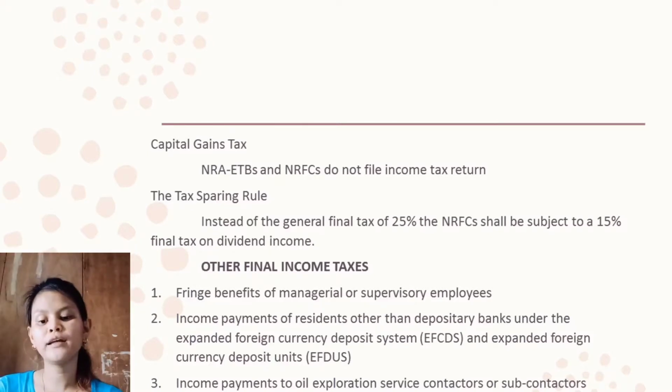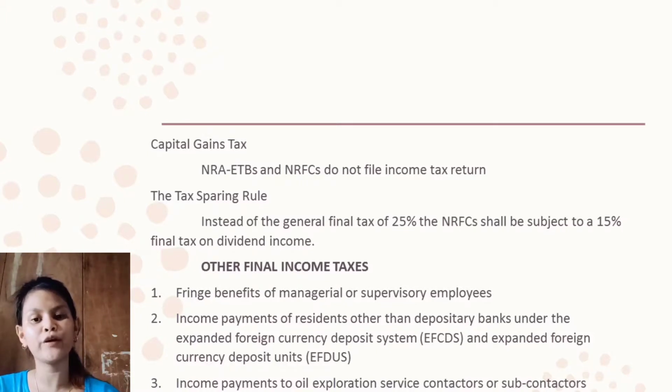Okay, so the following are the other final income taxes. The first one is the fringe benefits of managerial or supervisory employees. Number 2 is the income payments of residents other than depository banks under the expanded foreign currency deposit system, or the EFCDS, and the expanded foreign currency deposit unit, or the EFCDU. The third one is the income payments to oil exploration services contractors or subcontractors.